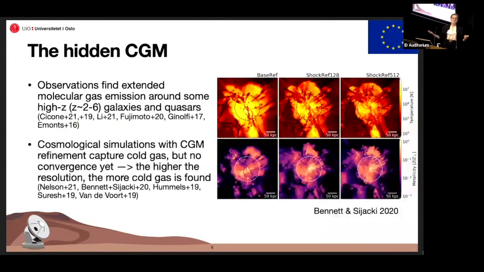So what do we mean when we say hidden CGM? It's been said before. We find a lot of cold gas recently in the CGM of high redshift galaxies and quasars, and also in simulations. When we increase the resolution, we actually find more and more cold gas in the CGM. So this is a component that it would be interesting to study. So if we have ATLAS, which captures these diffuse structures, we can actually see this gas.